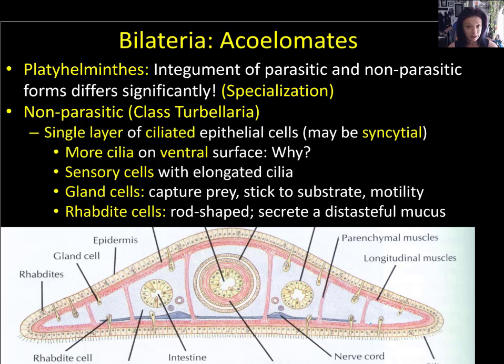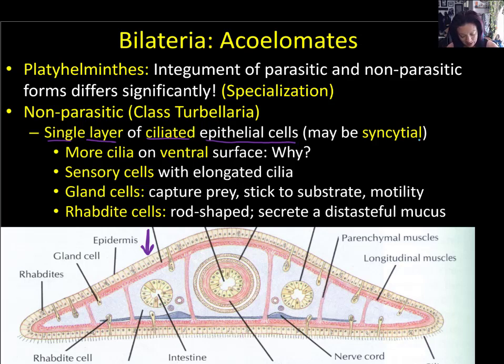Class Turbellaria, our planarians, are the perfect example of a non-parasitic platyhelminthes. Check out this cross-section you see at the bottom of the slide. This outer layer of yellow boxes, that's our integument. That's a layer of epidermis. It's made up of a single layer of ciliated epithelial cells. Notice again, our epidermis is only made up of a single layer of cells. That's going to be a common theme. You saw that the pinacoderm in sponges was one layer of cells. You saw that the epidermis in the radiata was also just a single layer of cells. And here again, we've got an epithelial layer that is one cell thick. Still made up of epithelial cells though. That's common to all of them.